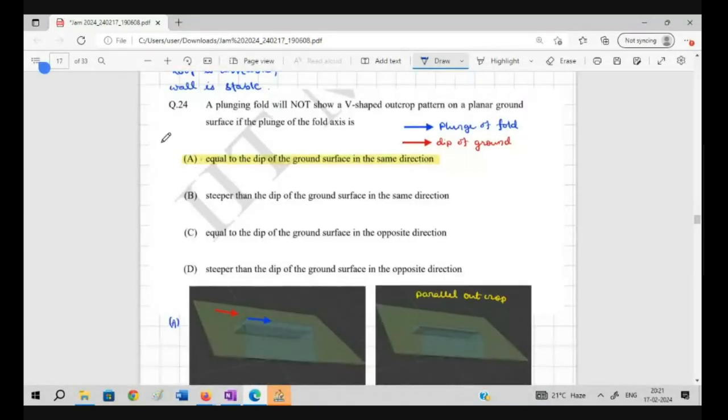Okay, let's see the next one. They are asking about the outcrop pattern of the plunging fold. A plunging fold will not show a V-shaped outcrop, because if you remember, plunging folds either show a U-shaped or V-shaped outcrop on the map. But the plunging fold will not show a V-shaped outcrop pattern on a planar ground if the plunge of the fold axis is oriented in which manner. Let's see option wise. Now see, it is given: if the plunge of the fold axis is equal to the dip of the ground surface in the same direction, let's see what will happen.